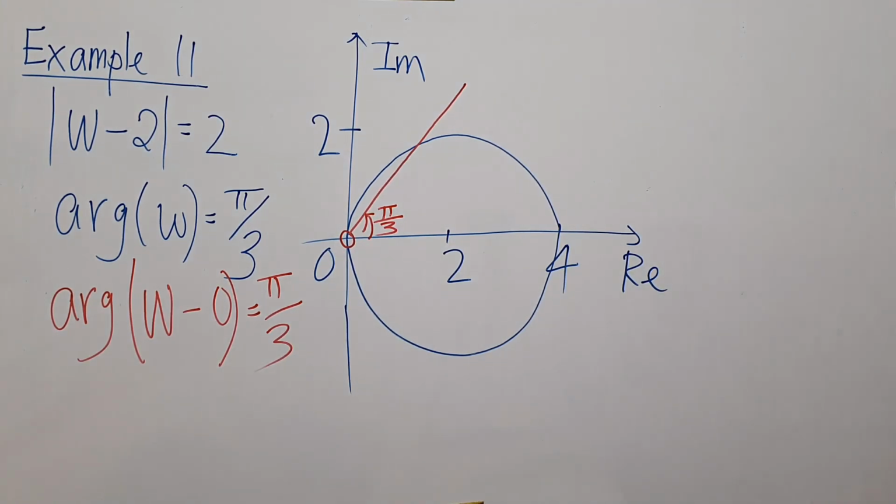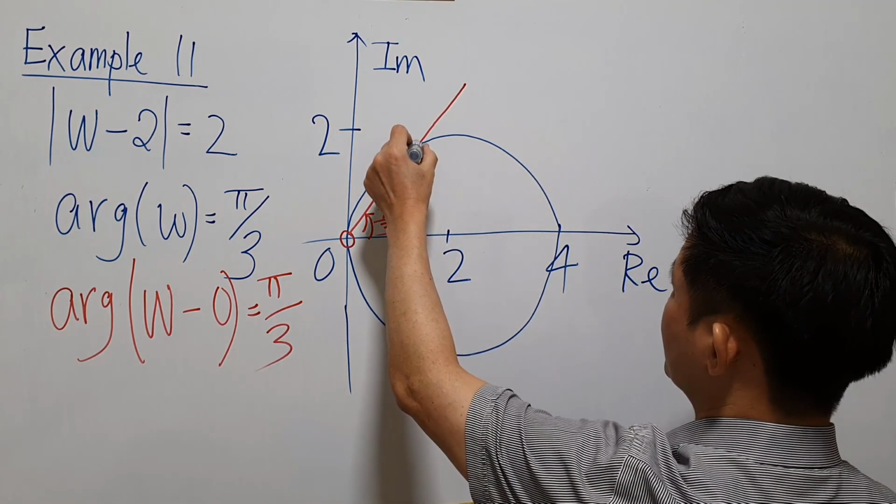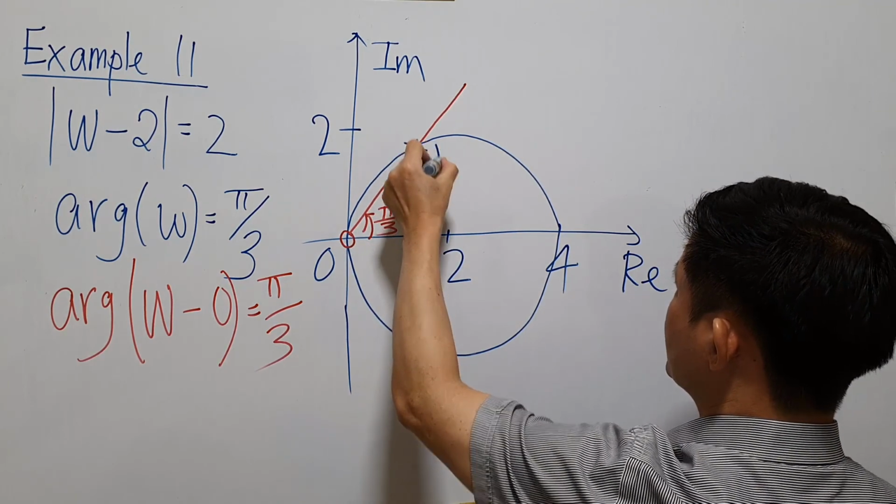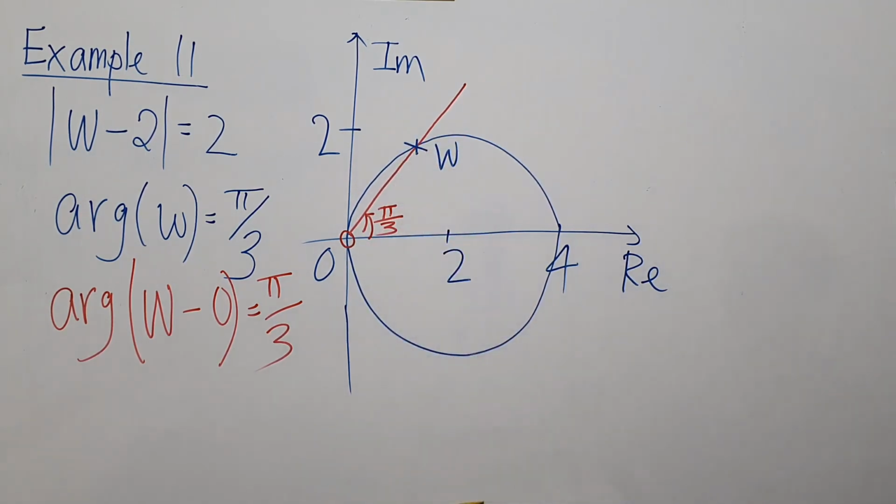In this question, because W must satisfy both conditions, the point W must be here. This is the point W. So this question wants you to write down the modulus of W first, followed by the complex number W itself. So how do we find the modulus of the complex number W?